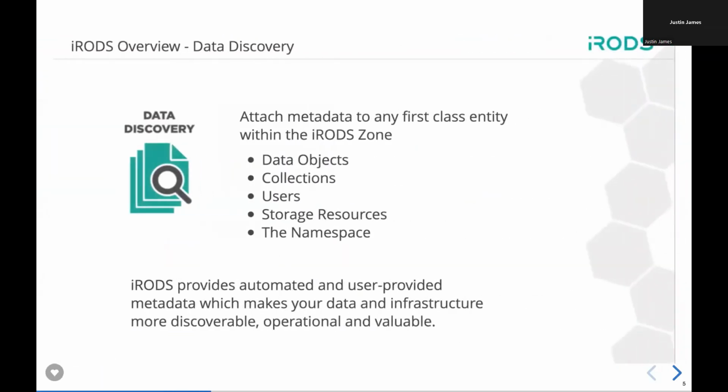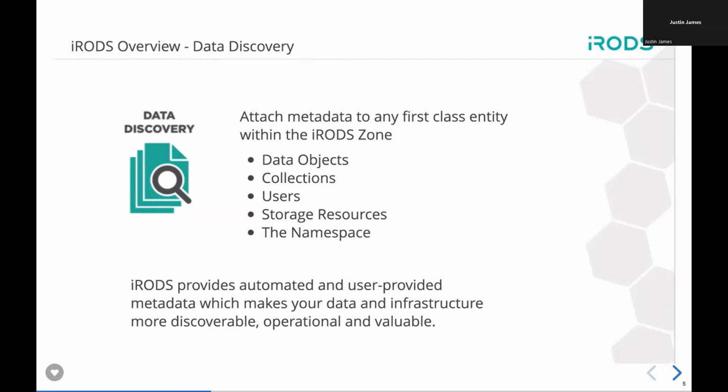Okay, data discovery. This is the metadata portion of iRODS. And basically, you can attach metadata to any first-class entity within an iRODS zone. So an iRODS zone is your installation of iRODS, which will have a database with it and multiple resource servers that serve up files. The data objects can have metadata, collections, or directories, whatever you want to call it. Even users and storage resources can have metadata.